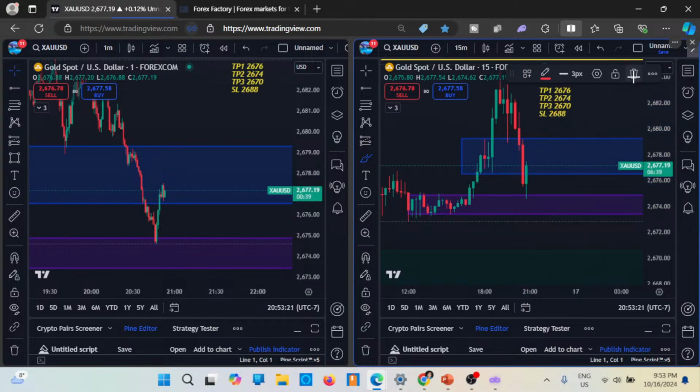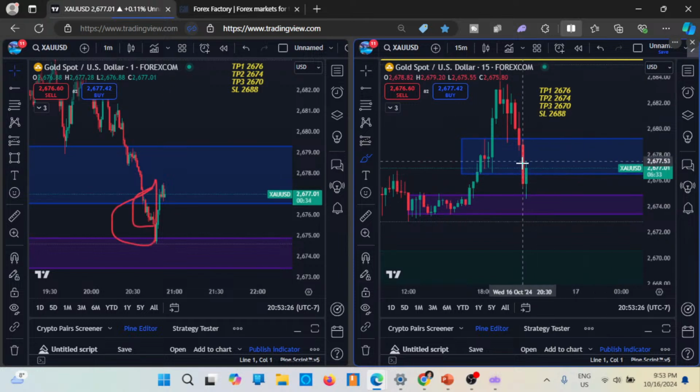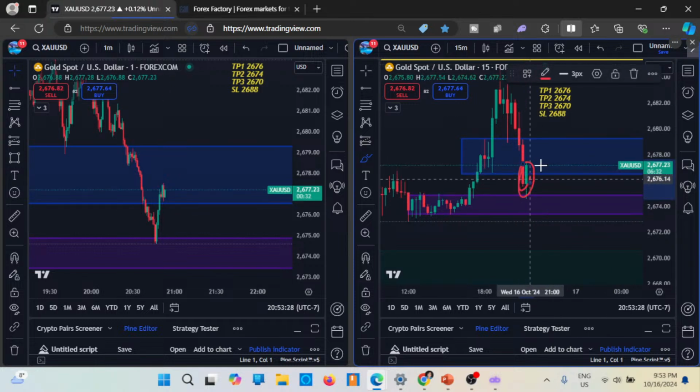But if we don't get a bullish 15-minute candlestick closing here, then the price is most likely not going back up here.